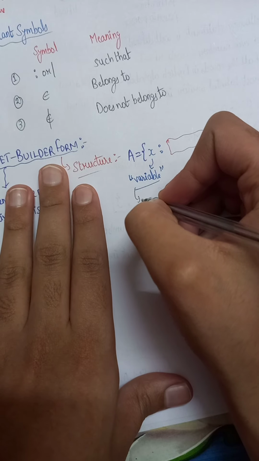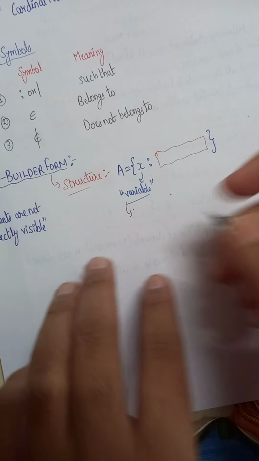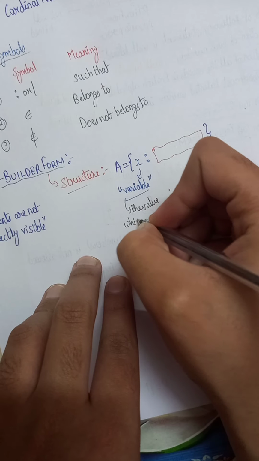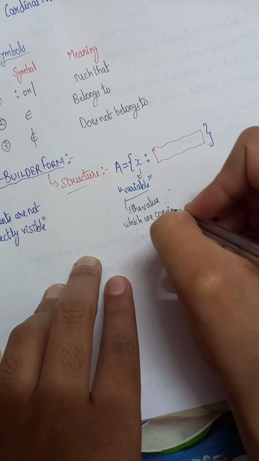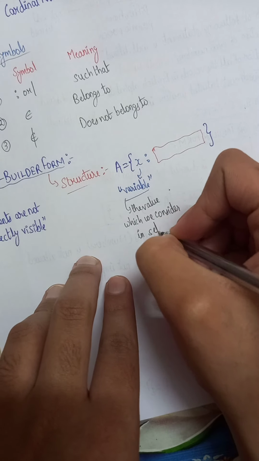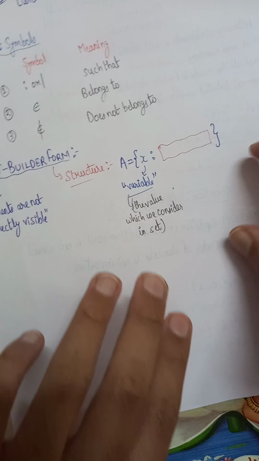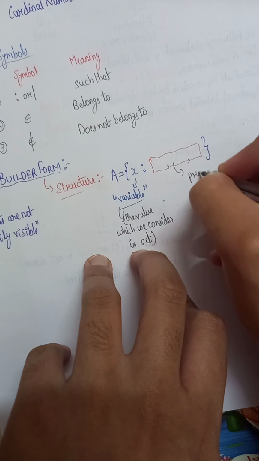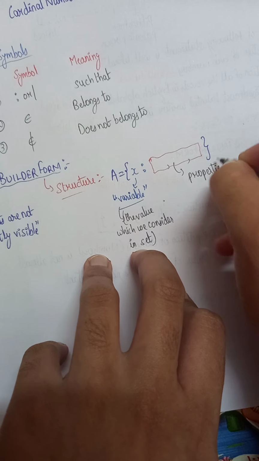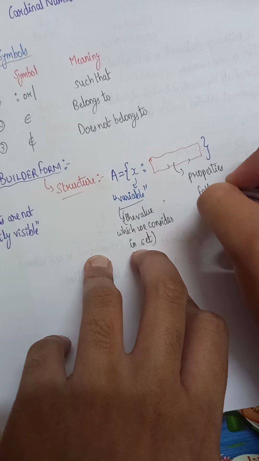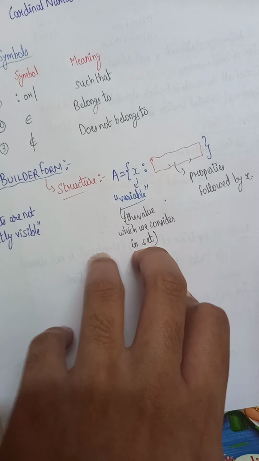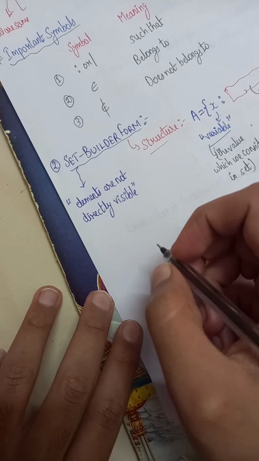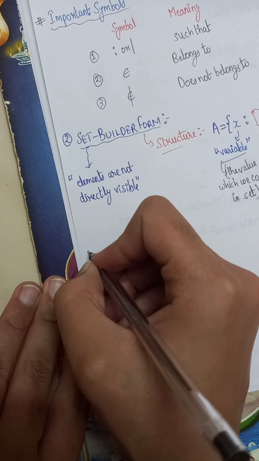The variable is actually the value which we need to consider in the set, and here we write the properties followed by X. It's only 10% clear for us right now, and it will get 100% clear when I give you an example. So let's jump into the example.